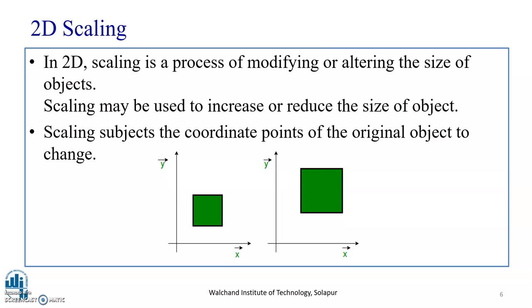That is, there is a modification. However, we must note here, when there is a modification, the square remains a square. It doesn't change to a circle. So these are called rigid body transformations. On applying alteration or modification, the object preserves its original identity.